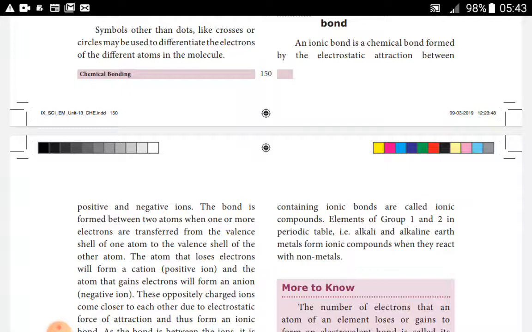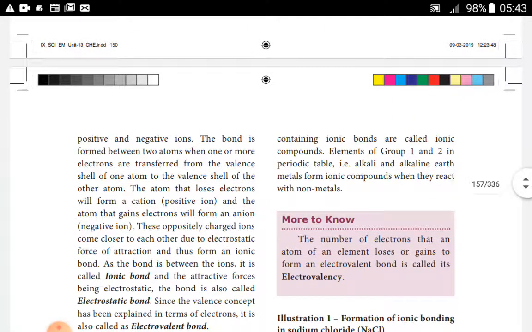So because of this existing electrostatic force of attraction, these different kinds of ions are combined together to form a molecule, to form a compound. So that's why it is called ionic bond. The bond is formed between two atoms when one or more electrons are transferred from the valence shell of one atom to the valence shell of other atom.